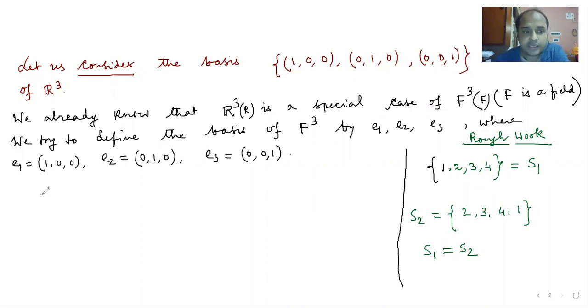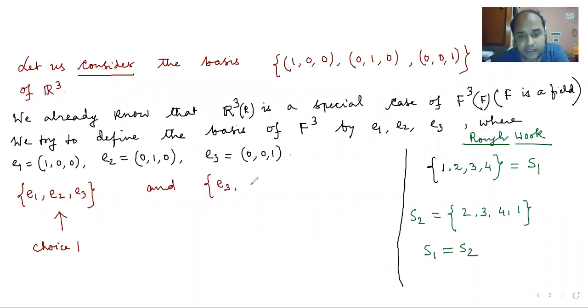But this is not the case over here. In this particular case, if you select the three items E1 E2 E3 in this manner, and suppose this is choice 1, and another person is choosing the items, placing them in this manner, E3 E2 E1. So this is our choice 2.